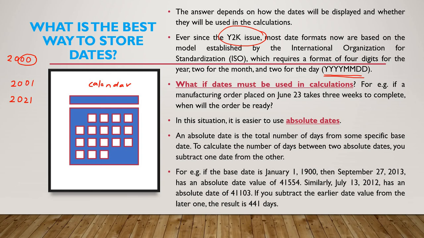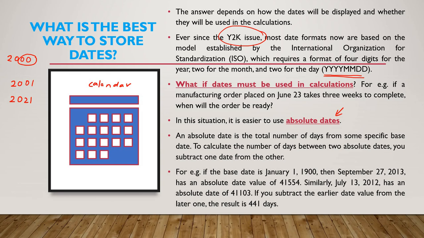And what if the dates must be used in calculation? For example, if a manufacturing order placed on June 23rd takes 3 weeks to complete, when will the order be ready? Okay, so maksudnya awak nak menggunakan tarikh tu untuk calculation. Awak nak forecast. Awak nak tahu 3 minggu daripada 23 Jun tu hari apa. That is the part yang mana kita akan menggunakan kaedah absolute dates.